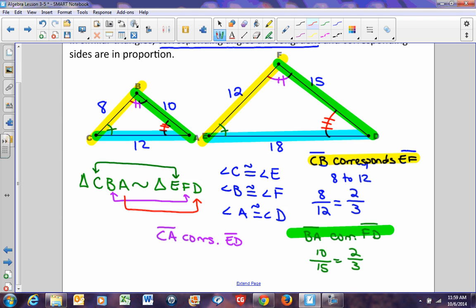Okay, and that side is 12, and FB is 18, and 6 goes into 12 twice, and 6 goes into 18 3 times. So you can clearly see that all 3 of these are in the same proportion. Okay, 2/3, 2/3, and 2/3, which means that these figures are similar because the corresponding angles are congruent or equal, and the corresponding sides are in proportion.